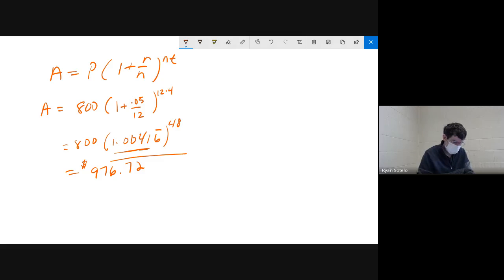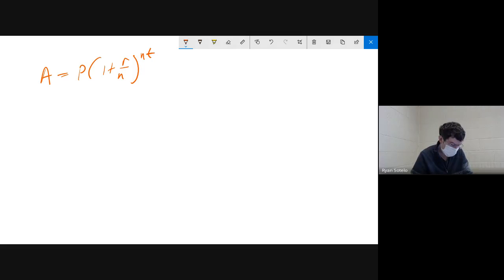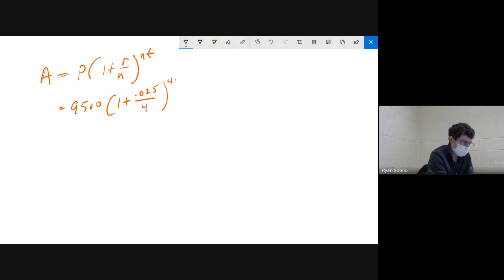Okay, number 8, very similar. Same formula. Okay, 10 years, 9,500 was initially invested, 2.5% annual interest rate. It compounds quarterly, so it happens 4 times a year, like every 3 months. So 9,500 times 1 plus 0.025 divided by 4, and 4 times 10.